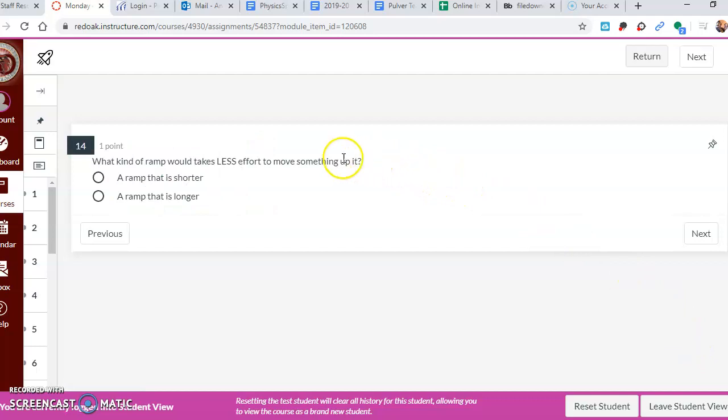What kind of ramp would take less effort to move something up it? So remember that the longer a ramp is, the less effort it takes to move something up it. You might have noticed if you go to a building like a nursing home, for instance, they're going to have a long ramp in order to get people in their wheelchairs up and down the ramp. They don't have short ramps because short ramps would take a lot of effort. The ramp that is longer is always going to take less effort to move up it. So you have to have a longer ramp, especially if you're trying to move something like a person in a wheelchair up it.